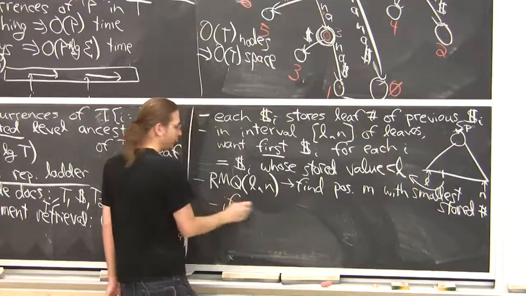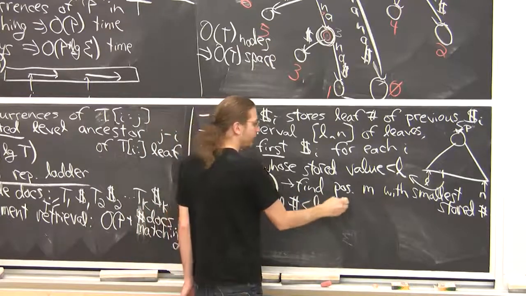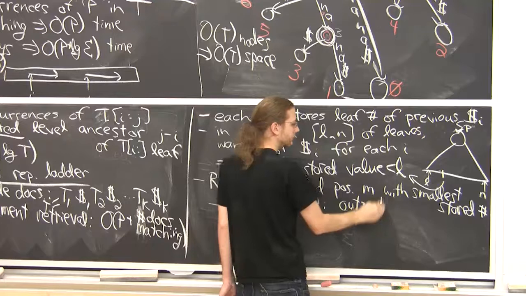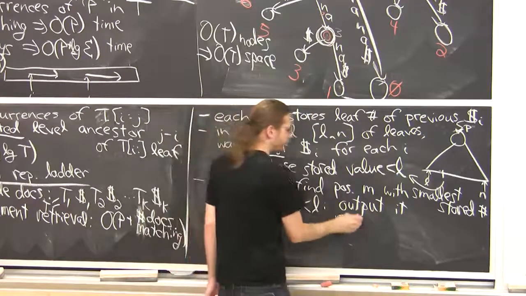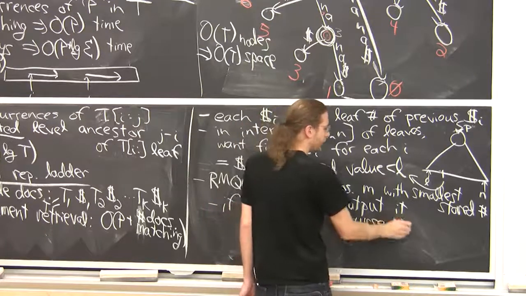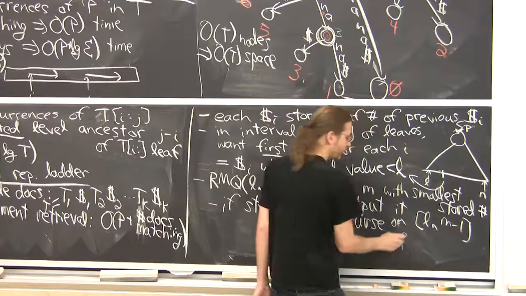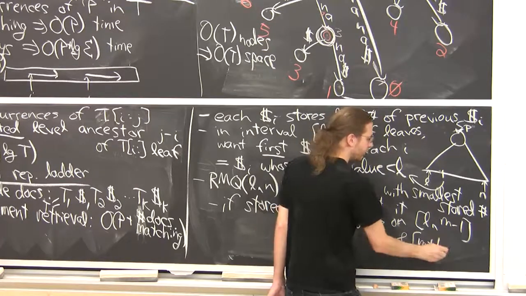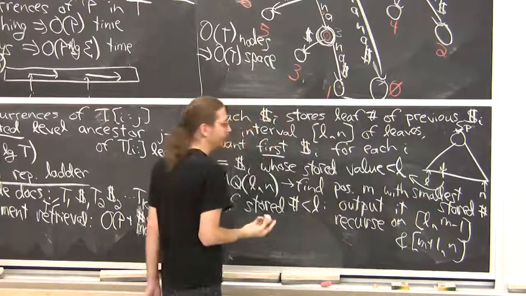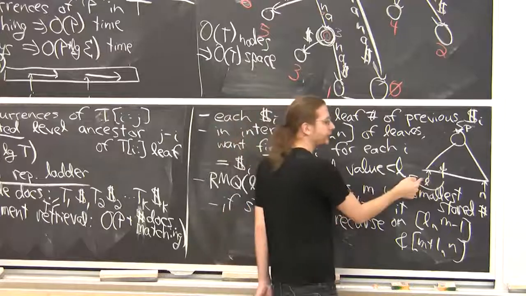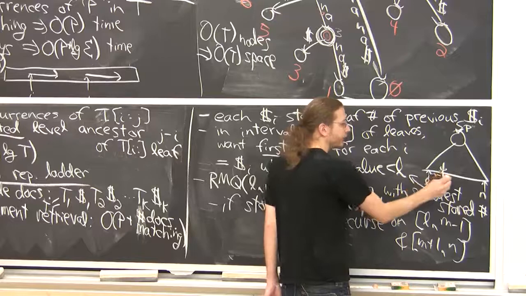Okay, if the stored number is less than L, then output that answer. And then recurse on the remaining intervals. So there's going to be from L to m minus 1 and m plus 1 to n. So we find the best candidate, the minimum. That's the minimum stored value. If anything's going to be less than L, that would be it. If it is less than L, we output it. Then we recurse over here, and we recurse over here.